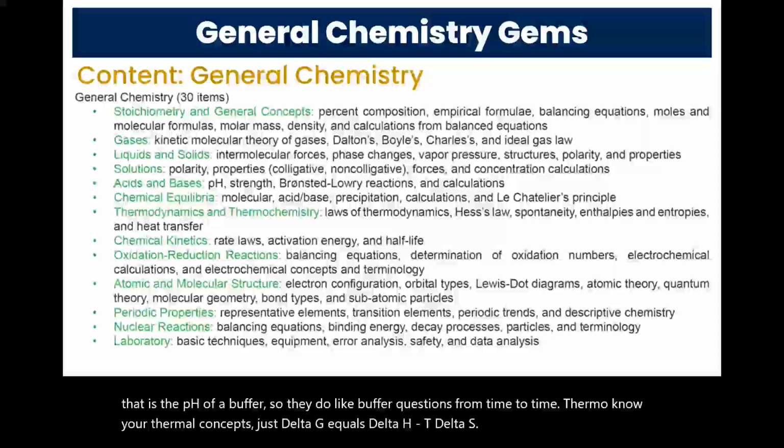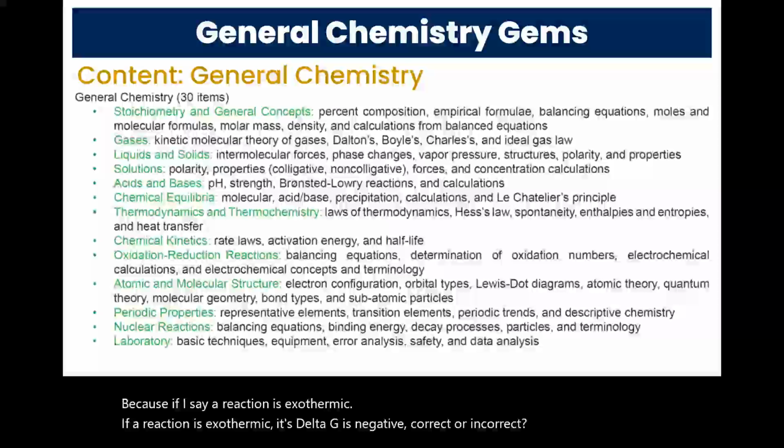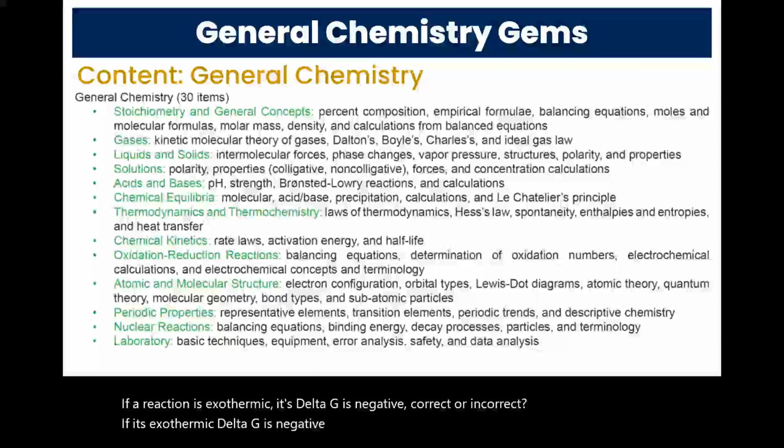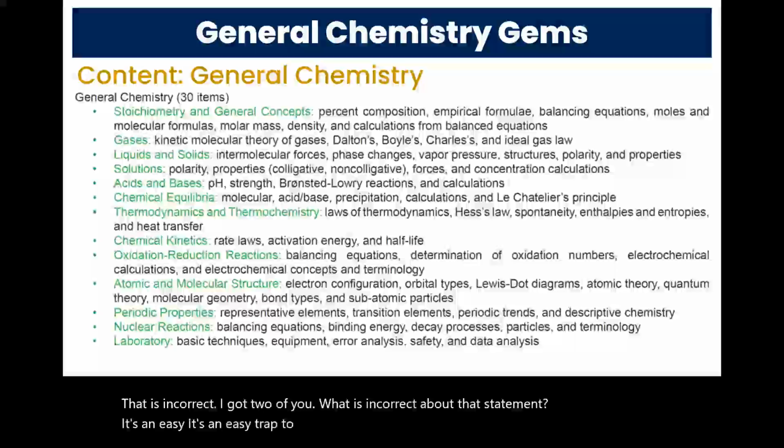Thermo, know your thermo concepts, just delta G equals delta H minus T delta S. Be careful with some of these terms, because if a reaction is exothermic, its delta G is negative, correct or incorrect? If it's exothermic, delta G is negative. That is incorrect. I got two of you. What is incorrect about that statement? It's an easy trap to fall into. This is why I'm asking it.